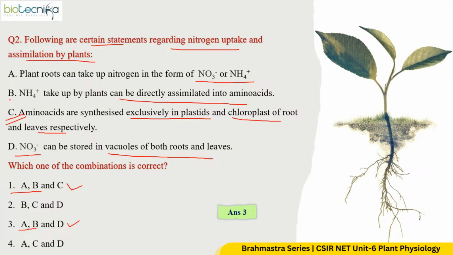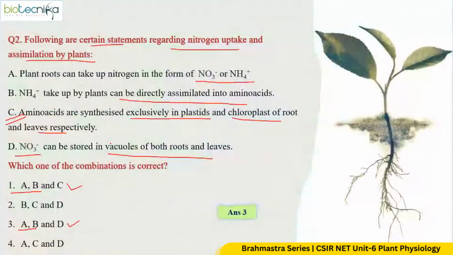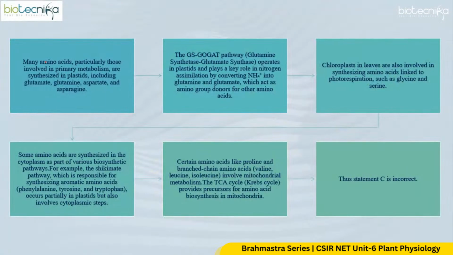Yeah. So let's have a look onto that. See, we are finding out why statement C is incorrect, because we got A, B, and D as correct. Right? Just check it out now. Many amino acids, particularly those that are involved in primary metabolism, are synthesized in plastid. Now that includes glutamate, glutamine, aspartate, and asparagine. So you all might be aware of the glutamine synthetase and glutamate synthase pathway, which is one of the important pathways when it comes to nitrogen metabolism.